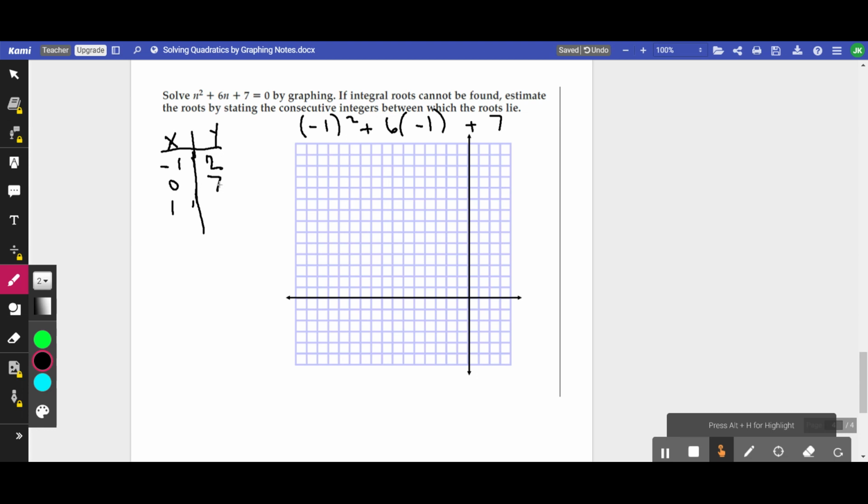And then you sub the 1 in. So 1 squared would be 1. 6 times 1 will be 6. So 1 plus 6 plus 7. So that'll be 14 then. And you can graph these and see what's happening to see what to sub in next. So negative 1, 2 will be there. And then 0, 7 will be there on your y-axis. And then 1, 14. So over 1 and then up 14.